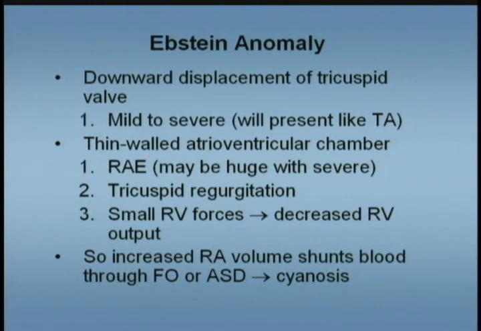Ebstein's anomaly is a downward displacement of the tricuspid valve. So we went from a tricuspid atresia where there's nothing to a downward displacement of the tricuspid valve. It makes for a larger right atrium and it makes for a smaller right ventricle. And with mild to severe Ebstein's anomaly, it will look like a tricuspid atresia. The chamber will be thin-walled and you'll have right atrial enlargement just because it's physically somewhat bigger and it's going to have to work a little harder. And you will have blood shunting across from the right atrium to the left atrium through a foramen ovale or an ASD. And so that's how you get cyanosis.